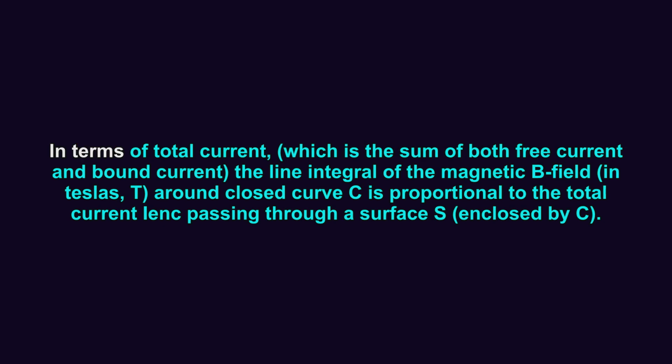In terms of total current, which is the sum of both free current and bound current, the line integral of the magnetic B field in Tesla, T, around closed curve C is proportional to the total current passing through a surface S enclosed by C.